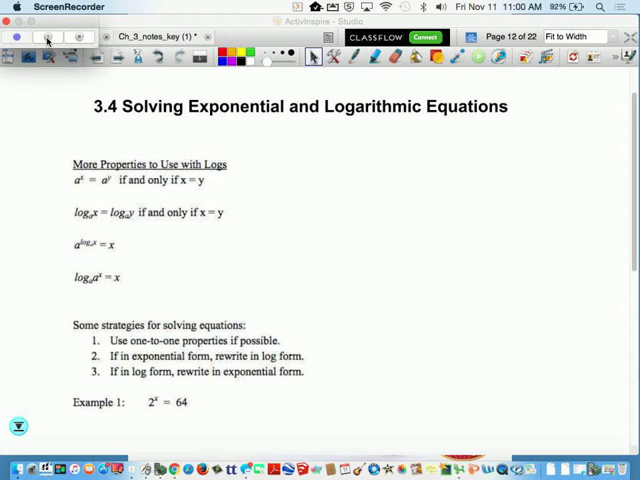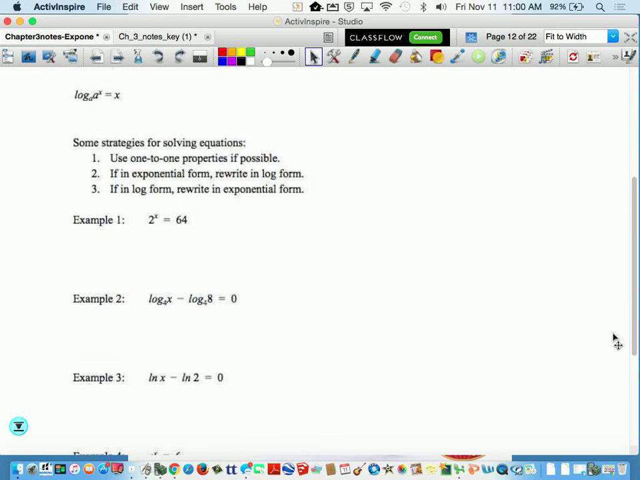They do list the properties here for us, or a couple of them that we might use. Use one-to-one property if possible. So we might use some properties like squish logarithms together. And then we can have logarithm on both sides, use one-to-one. Rewrite it. 2 and 3 are basically the same thing. Rewrite it in the other form.